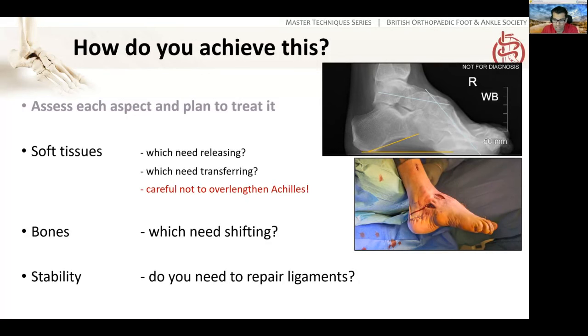I'm going to come back to these images here, but just to highlight it, if you see here, this looks like the patient's in equinus, but actually the equinus is happening at the midfoot rather than the ankle.